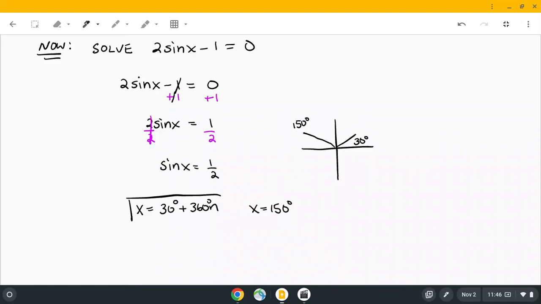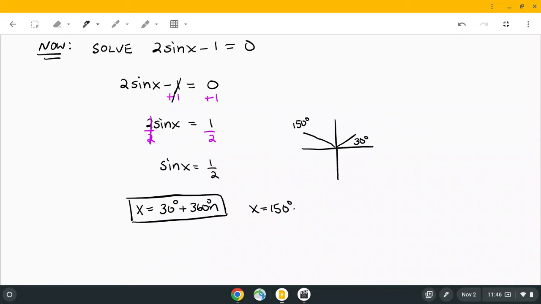Okay? And by attaching the plus 360 degrees times n, you get all of the angles that will be coterminal with 30 degrees. So you get 30 degrees and you get 390 degrees, et cetera, et cetera, et cetera.